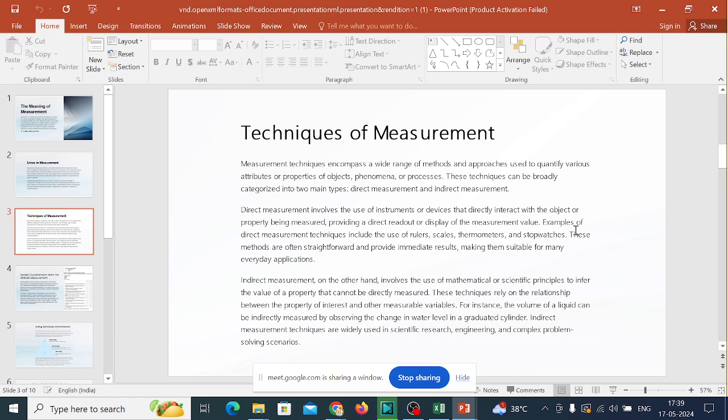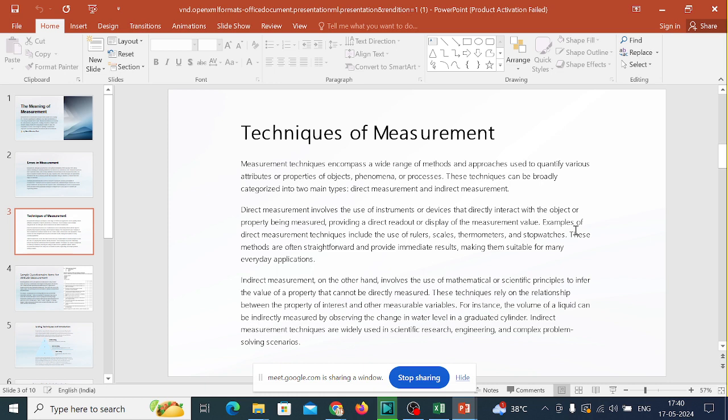Now, at the time of your examination, the examiner, the university, is going to ask you questions, such as what are some examples of direct measurement techniques. So these are the examples: scale, thermometers, stopwatch, rulers. These give you the direct data, direct measurement.